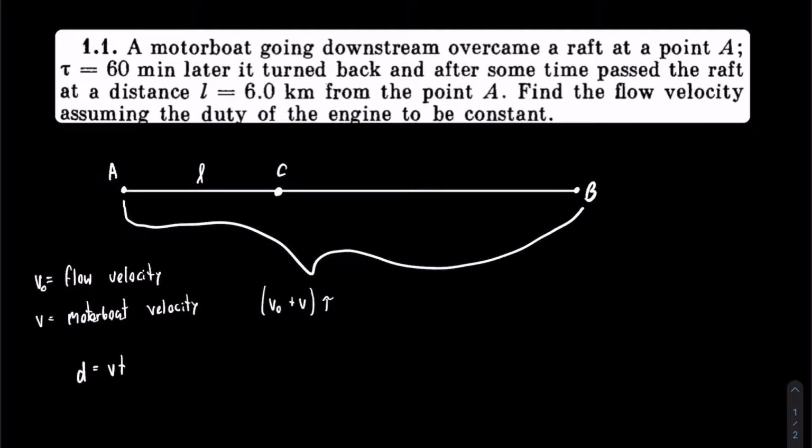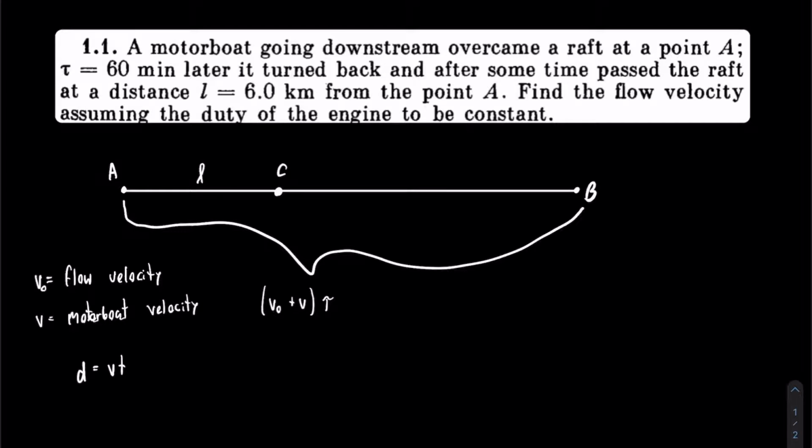So when solving these types of problems, you have to think about what way this can be solved. Right now I have two distances, L and v0 plus v times tau. If we got the distance CB, then we can just add up AC and CB, and that's going to be equal to AB. Then that's an equation that we could work with. How do we get the distance CB?